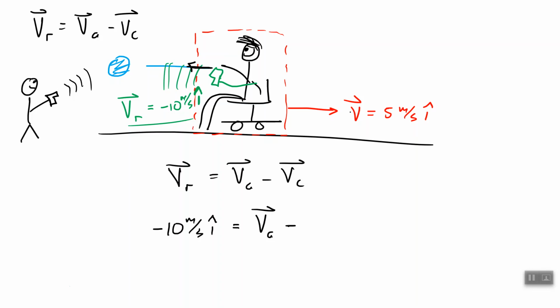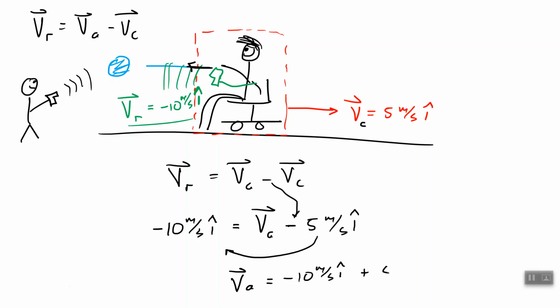And this then we subtract from the velocity of the control volume, which is moving to the right at a speed of 5 meters per second. This negative came down from the equation. So this is a positive 5 meters per second, but it is subtracted from the absolute velocity. So now we can move this to the other side and find that the absolute velocity of the ball is negative 10 meters per second I hat plus 5 meters per second I hat, which is negative 5 meters per second I hat. So according to this guy, the ball is actually moving to the right.